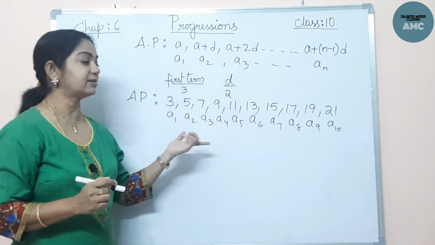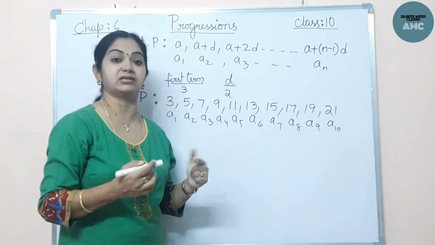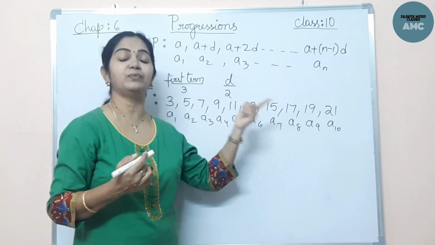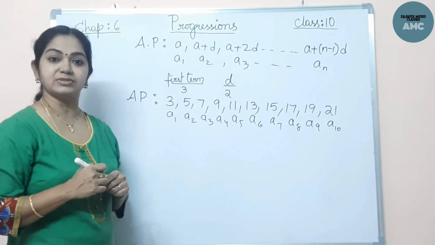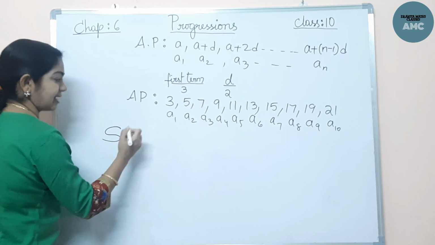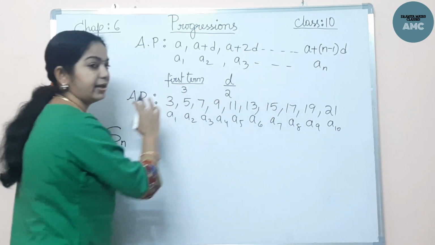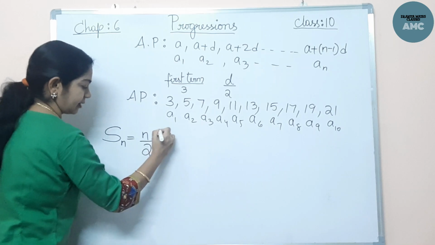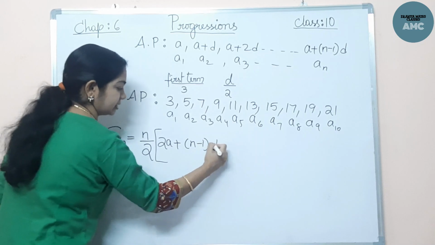But if the terms are more than 10, like if there are 25 terms, 40 terms, 50, or 100, then keeping on adding will be very hard. It will be very tedious to sum up all the terms. For that, there is a technique. We will be summing up the terms, so I am calling it the sum of the terms of the AP. That technique is n by 2 into (2a plus (n minus 1) into d).